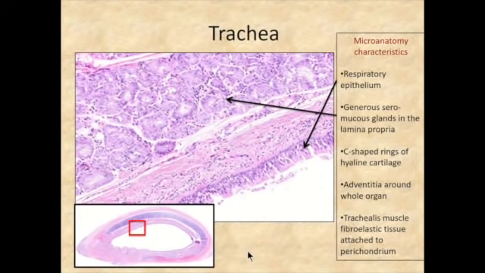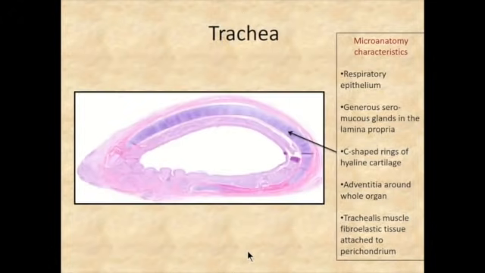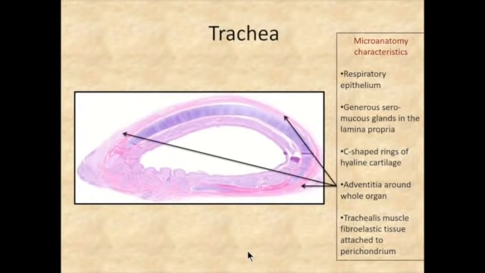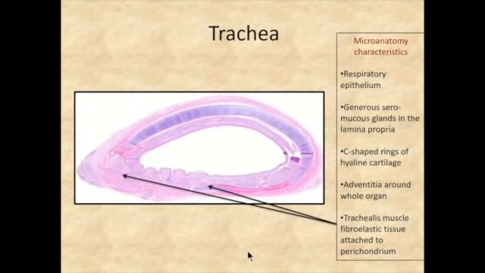And then if you have a low power view, being able to see the C-shaped cartilage really helps give you an indication that you're in the trachea even before you confirm it by looking at the other features. There is an adventitia around the whole organ, and then the trachealis muscle, which is really not depicted well because it's not cut right through the trachealis muscle in this slide, but I have it on the next one. But there is also an extension of the perichondrium that is going to be fibroelastic and is going to go from one side to the other of the cartilage that gives the trachea rigidity and strength.